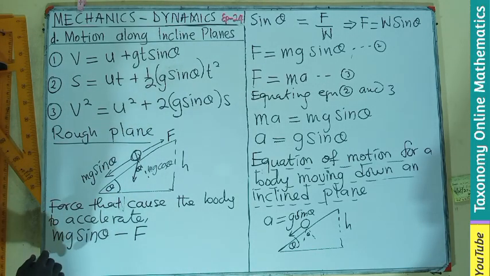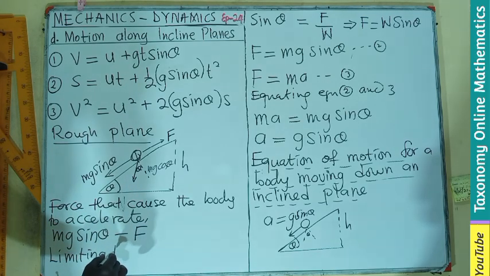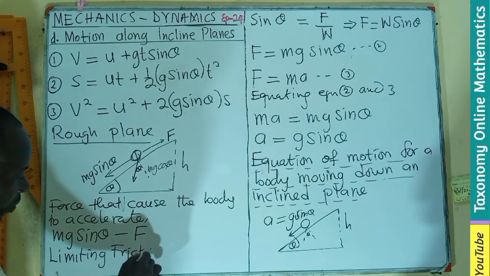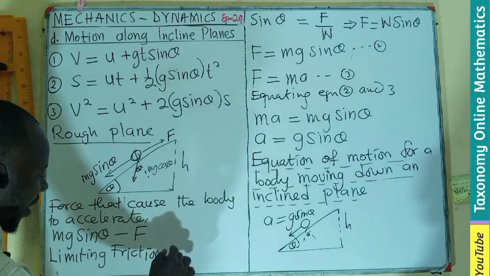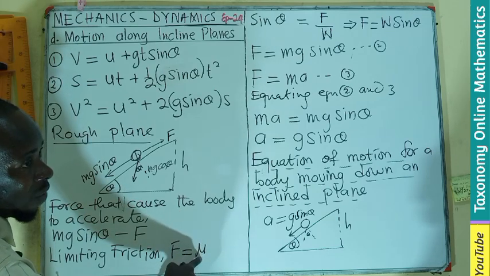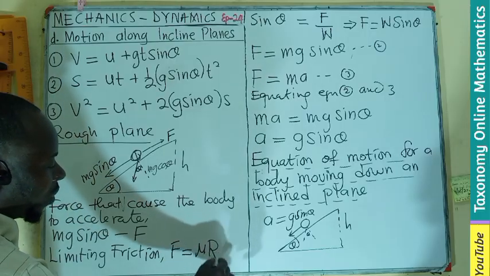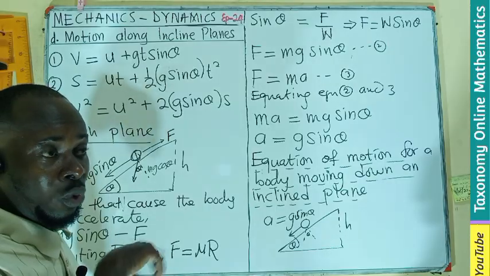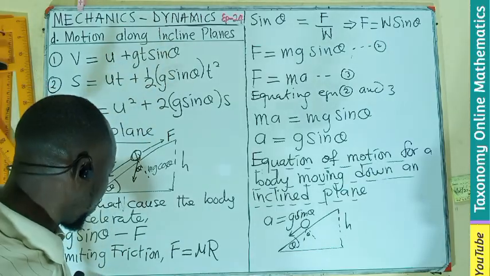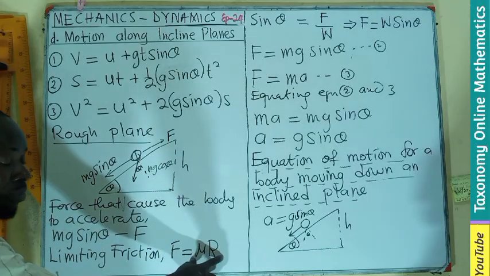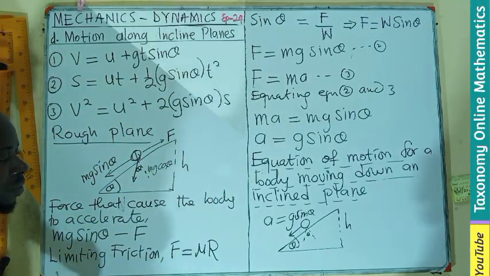Now, we have limiting friction, limiting friction is F equals mu R, that's the coefficient of friction times the normal reaction. This is being derived from the episode under static, mechanics static. All right. Now that we have this, we can easily substitute the F by this. So let's clear here and see what we can do.